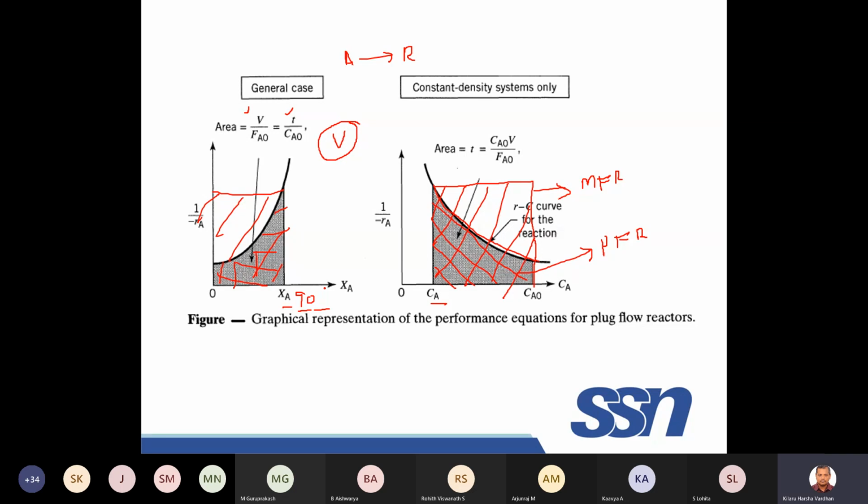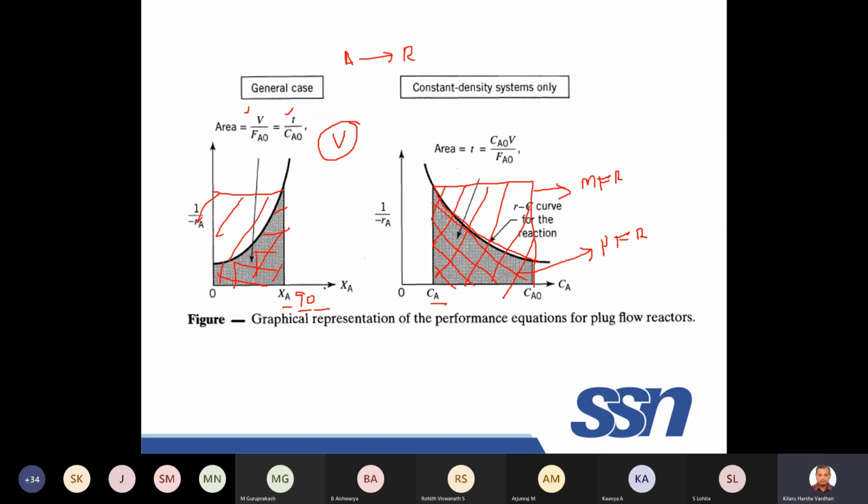The question I asked earlier is, for the same conversion, one reactor has more volume and another reactor has less volume. Generally you go for the reactor which requires lesser volume. So obviously you go for PFR rather than MFR. Again, there are a lot of advantages in using PFR and a lot of disadvantages in using MFR. And the same is true for PFR and MFR, right?